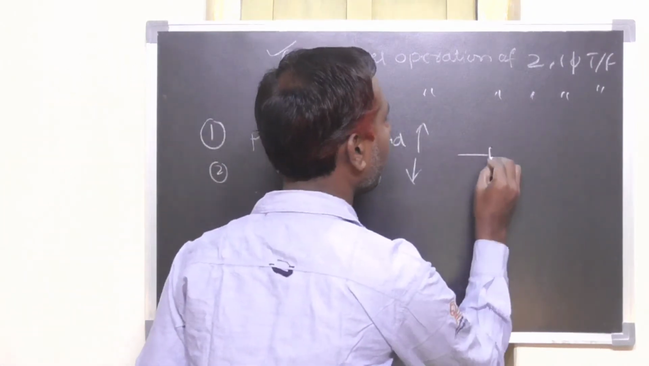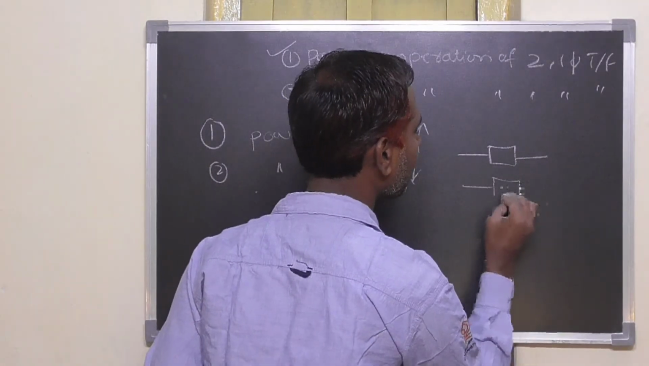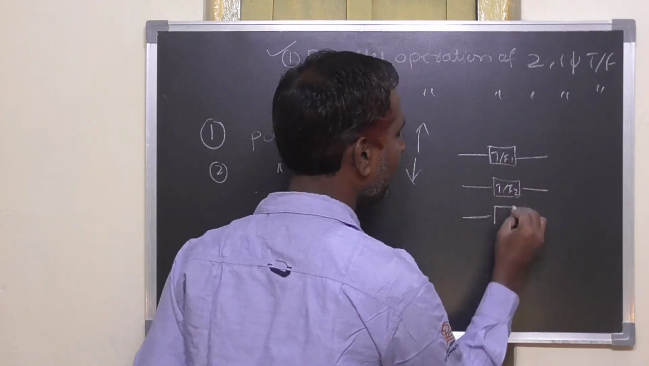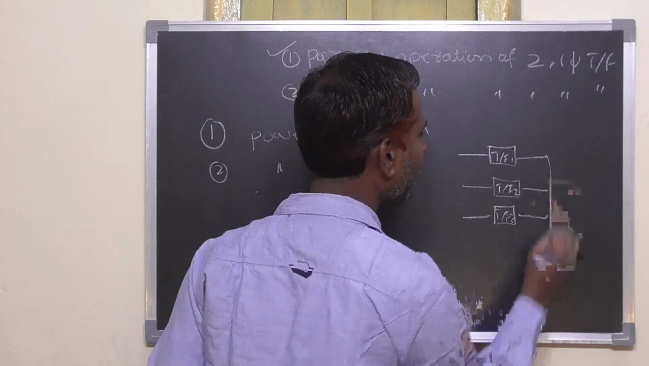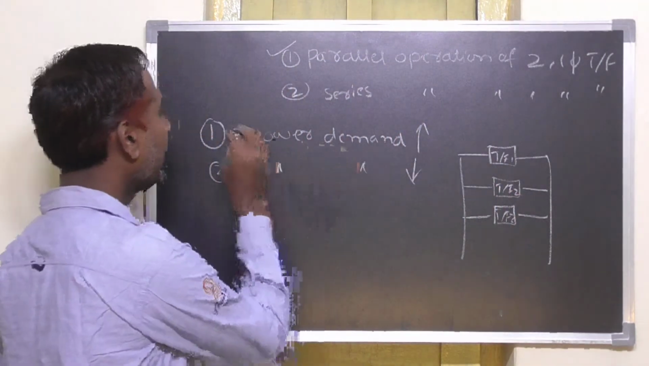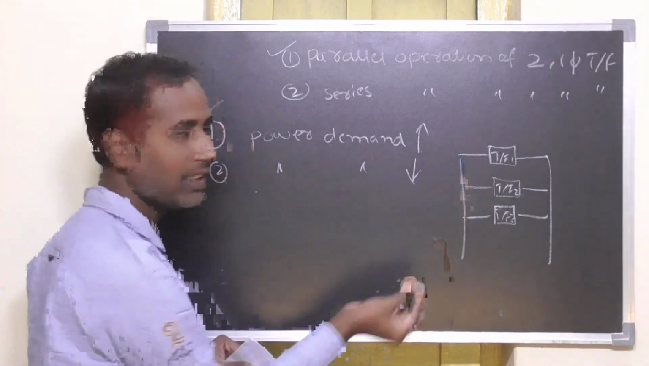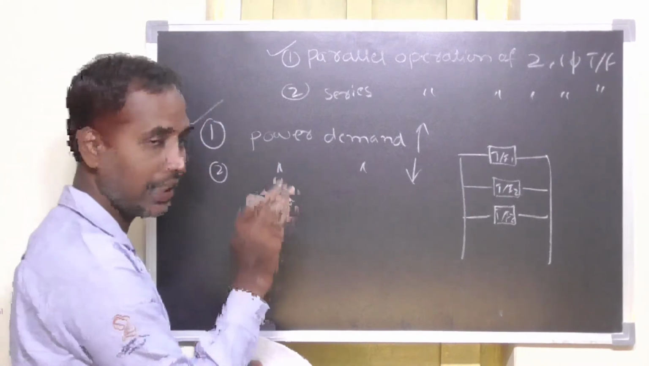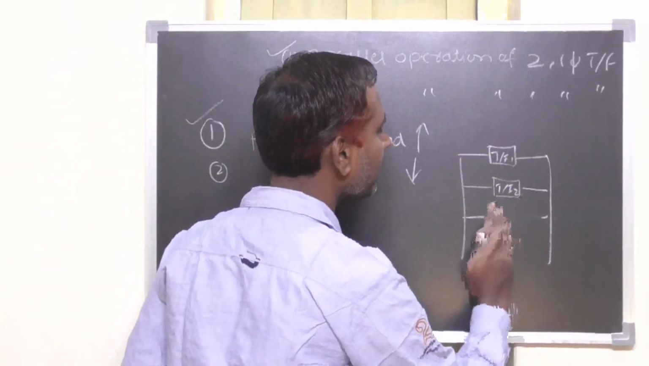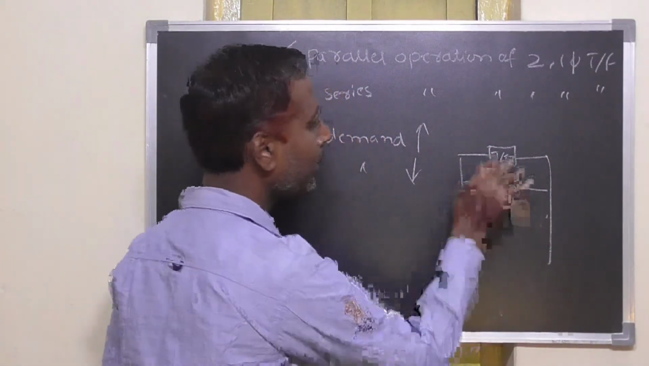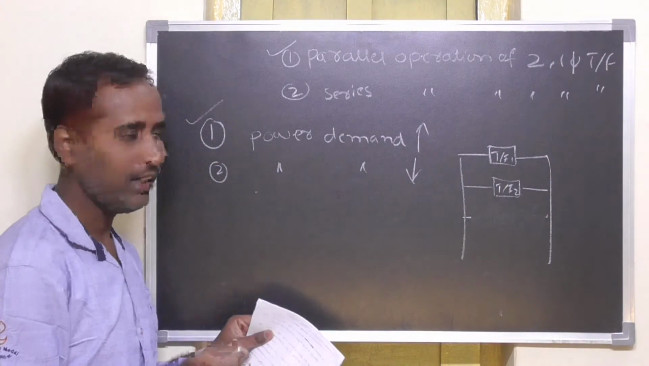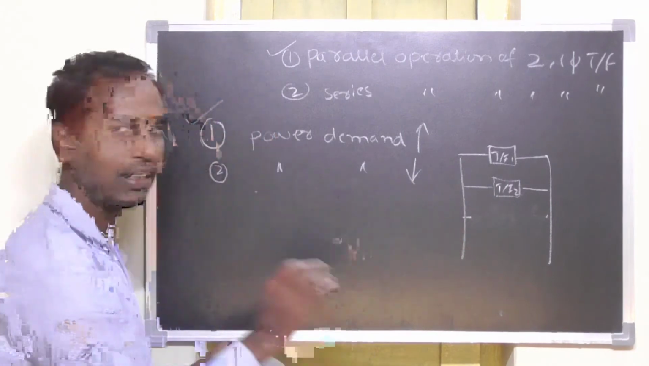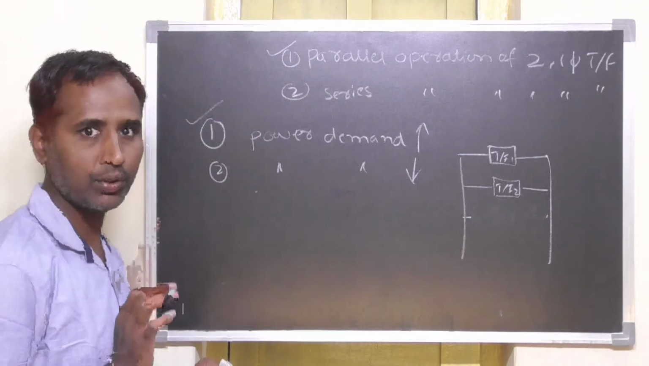Suppose I have a transformer, this is transformer 1, this is transformer 2 and this is one more transformer 3. If power demand increases, in the first case, I can connect a number of transformers in parallel. If power demand decreases, I can disconnect the transformers, but in parallel connection, nothing will happen. If I remove one transformer, the voltage is the same in the parallel operation, so nothing will happen. I can decrease the transformers. This is the second necessity.